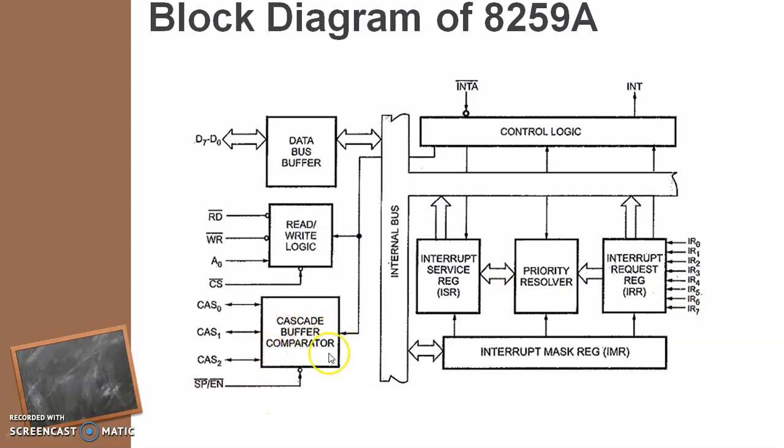Here you can see the cascade buffer comparator. Using this you can connect another 8259, which expands the number of interrupts that can be handled. This is the read-write logic and the data buffer. These two signals are the interrupt request sent to the 8086 and the acknowledgement received from the 8086. Whenever an interrupt request is raised, it will send the interrupt request, then the processor will send the interrupt acknowledge.